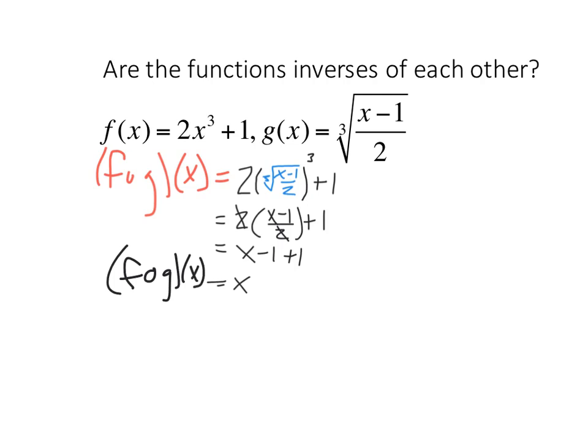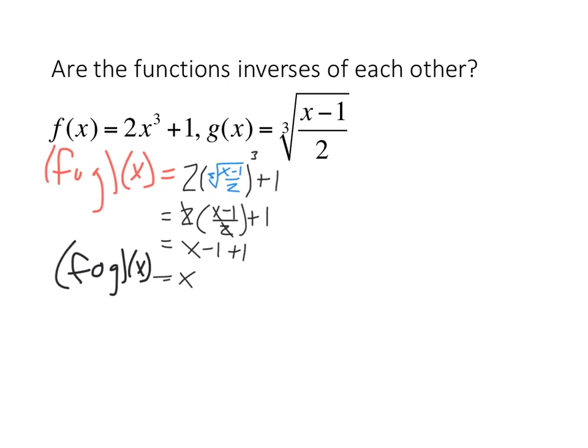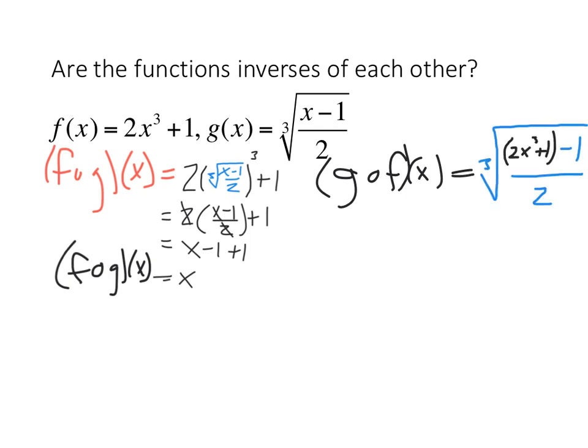Now I need to do the opposite of that. I'm going to do g of f of x and see if I get x as well. So I'm going to plug f into g. I put the g as the blue and then that f function is black, so I plugged f into g. Now I'm going to work it out.